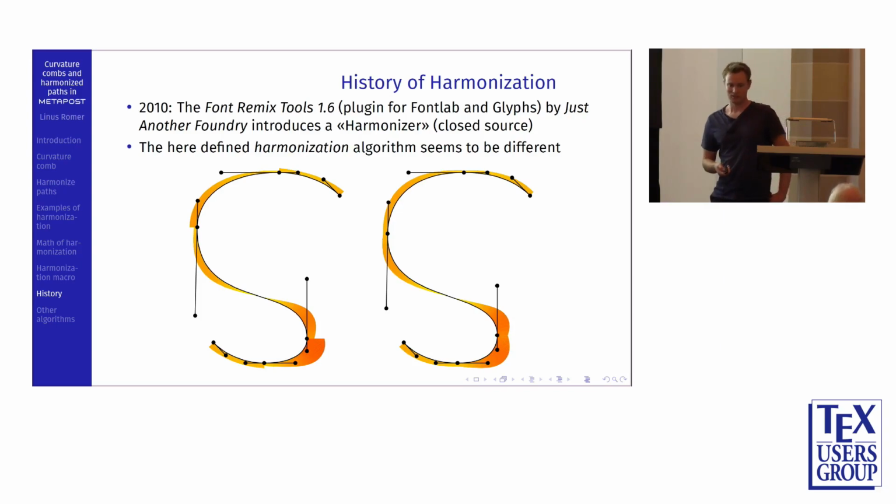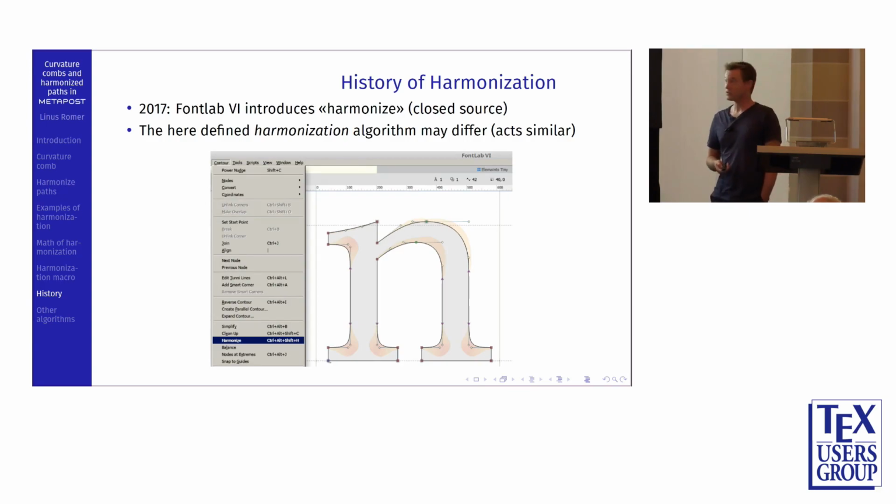In 2010, the FontRemix tools introduced a harmonizer, and they defined this term, but it's closed source, so I cannot say how it works. But I can say that it probably works differently in some cases, at least from what I have seen. And in 2017, FontLab 6, and now also FontLab 7 and 8, have a harmonize tool, and it's again closed source, so I cannot say if it's equivalent, but it seems like it works just the way as my algorithm that I've defined here.